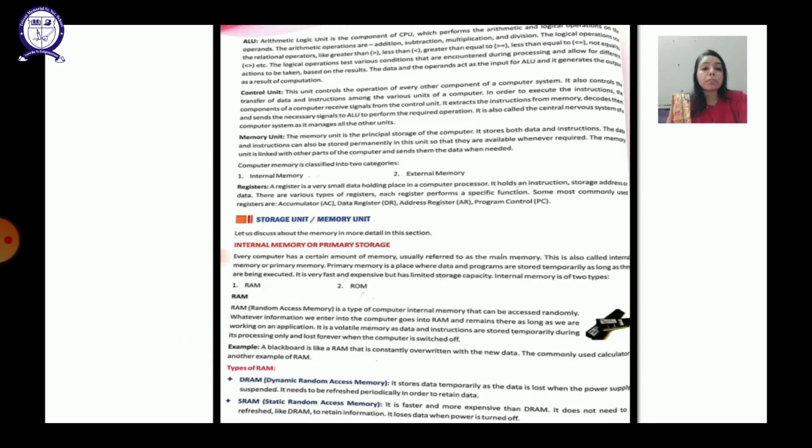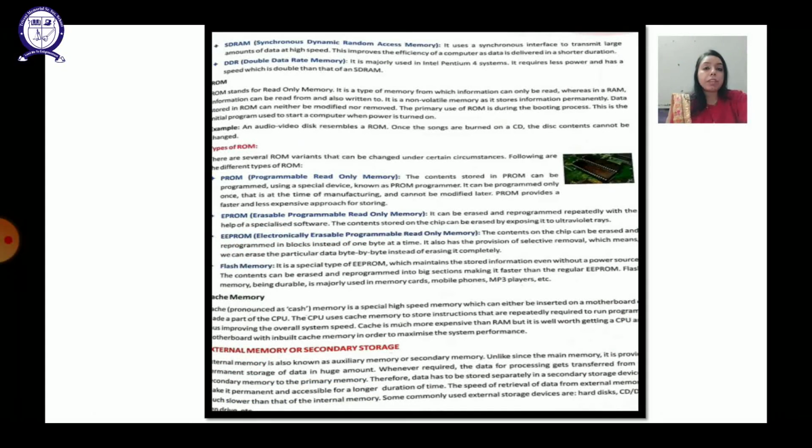So we have the types of RAM here, like DRAM, which is the dynamic random access memory, and we have the SRAM, that is static random access memory. Dynamic RAM stores the data temporarily and the data is lost when the power supply is suspended, and in static RAM the data is refreshed, so it helps us to retain the information.